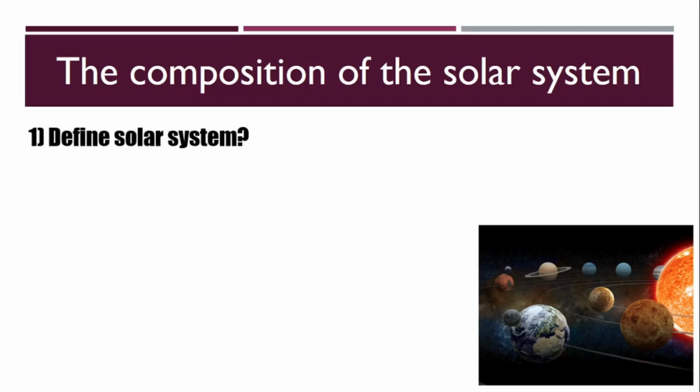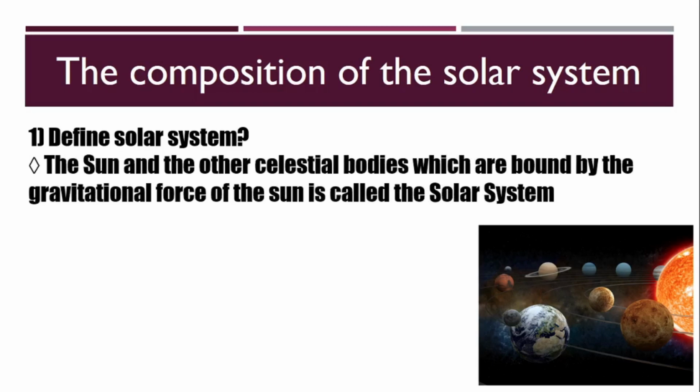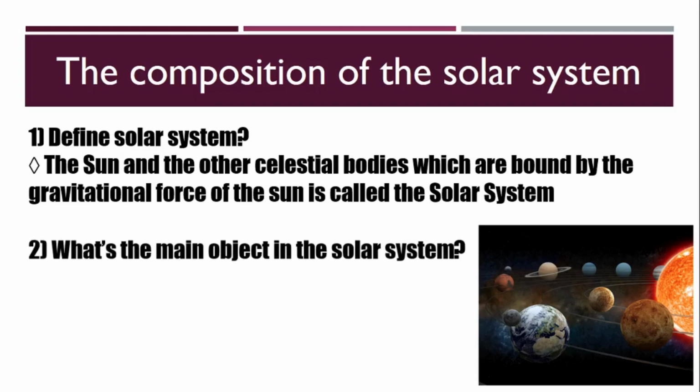Define the solar system. I already defined the solar system in my introduction. Anyway, I'll give you the answer here. The Sun and the other celestial bodies which are bound by the gravitational force of the Sun is called the solar system. What is the main object in our solar system? It is very clear, the Sun is the main object in our solar system.